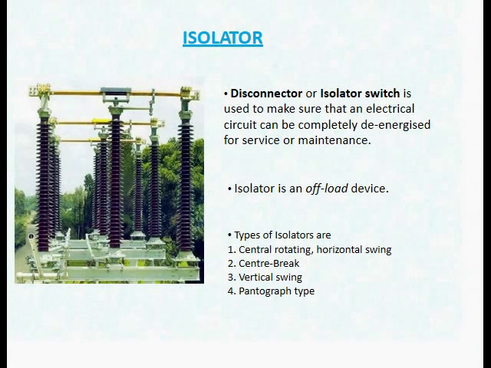The next very essential equipment is the isolator or disconnector. It is used to make sure that an electrical circuit can be completely de-energized for service or maintenance. Remember that an isolator is an offload device while a circuit breaker is an onload device. That means that while the line is in charge or current is passing through the line, we can operate the circuit breaker. It is onload. But once the circuit breaker has been operated and no current is passing through the line, then we can operate the isolator.